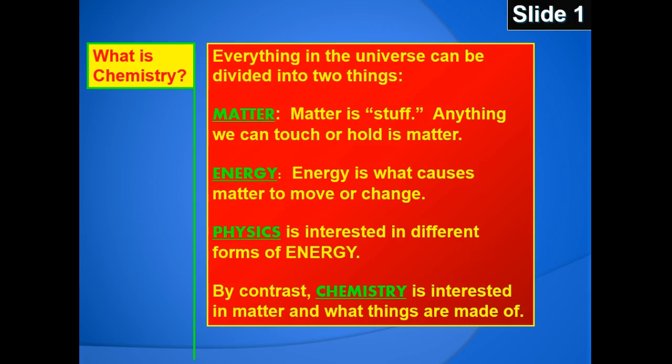Energy is what causes matter to move or change. So you can either throw an object or you could chemically change it in some way, and that takes energy as well. The second type is the type of energy we're interested in chemistry. Physics is interested in different forms of energy. That could be electrical energy, wave energy, light waves, sound wave energy. It could be mechanical energy, the motion of something moving, throwing a ball, heat energy, and we deal a lot with heat energy in chemistry. Somewhat with light energy, although not that much. But different forms of energy generally are the domain of physics. Chemistry is interested in matter and what things are made of.